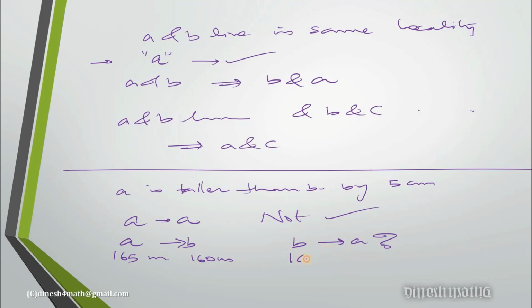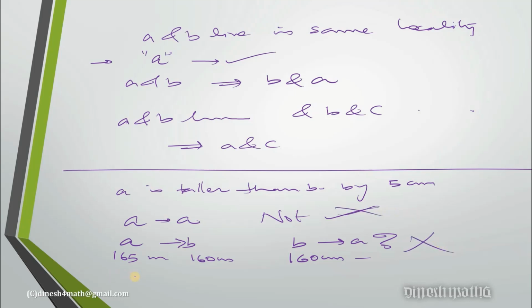We already know that B is 160 centimeters and A is what? We should get B as 5 centimeters taller than A. So A must be what? 155 only. But that's not possible because A is already 165. So this is also not true.